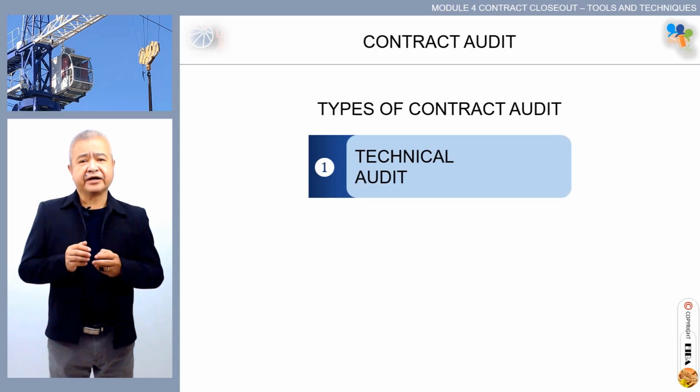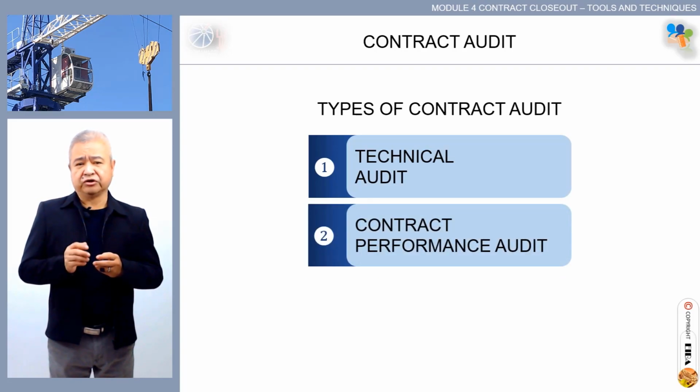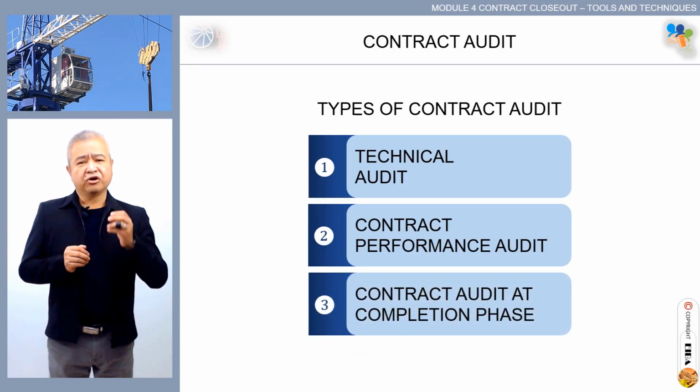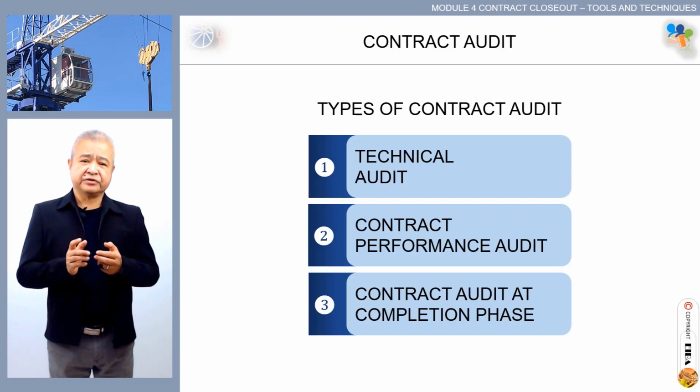Number 1, technical audit. Number 2, contract performance audit. Number 3, contract audit at completion. Have you done any of these types of audit? Maybe you did, or none at all. Let's go through each of the types of audit.